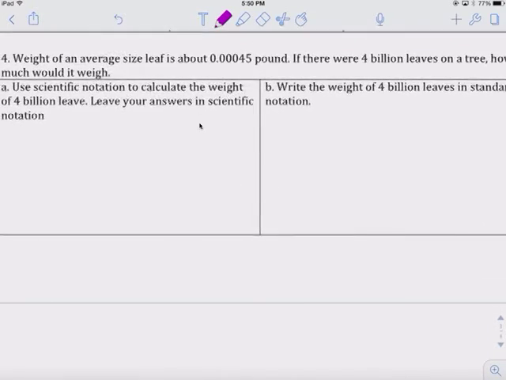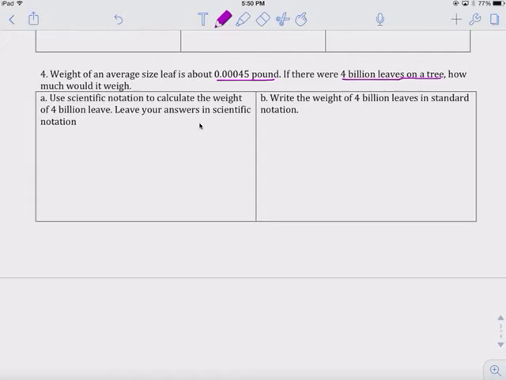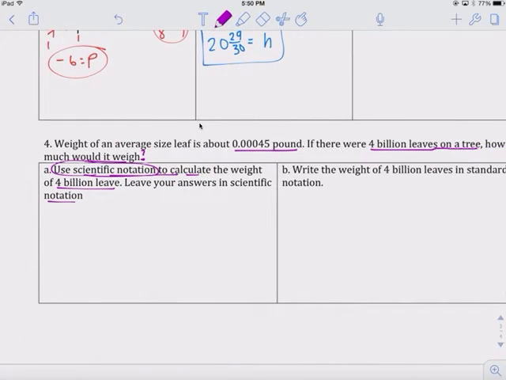Okay, the weight of an average size leaf is about this many pounds. If there were 1 billion leaves on a tree, that's a lot of leaves, how much would it weigh? Oh, that should have been a question mark right here. Use scientific notation to calculate the weight of 4 billion leaves. Leave your answer as scientific notation, okay? Calculate the weight. If 1 is this much, you got 4 billion of them, you would multiply.